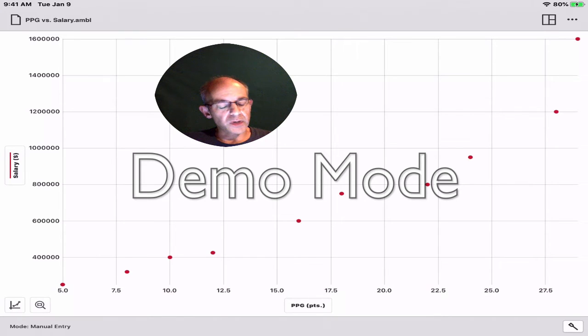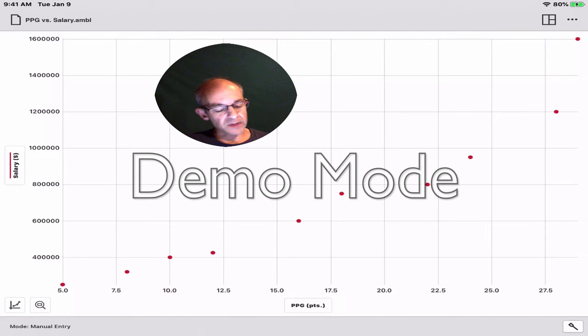And notice that the window doesn't go to 0. This application always fits the data to the window or vice versa. So it goes to the lowest XY ordered pair and to the highest. It always frames it. But you always have the ability to rescale the axes if you want to see more detail, as in, say, zooming farther out.